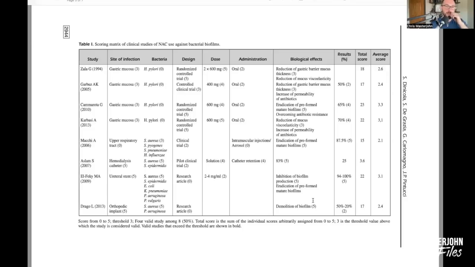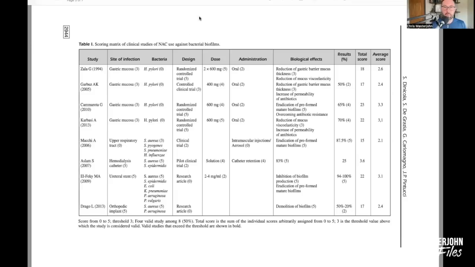Now, you can see that there's more studies of H. pylori than anything else, but there's also quite a few of S. aureus. We've got S. pyogenes, S. pneumoniae, S. influenzae, S. epidermidis, which is the natural colonist of the skin, definitely a good bacteria. E. coli, and P. vulgaris, which is acne related.